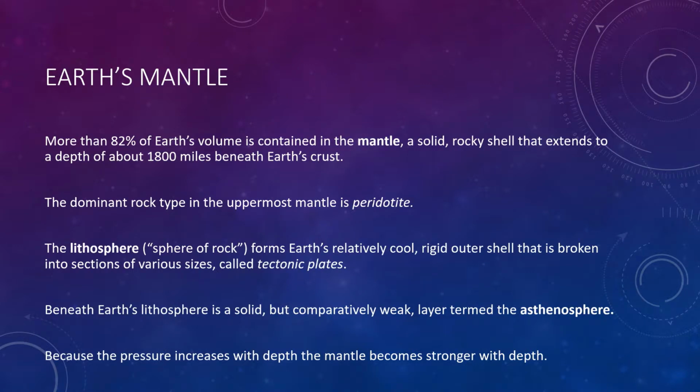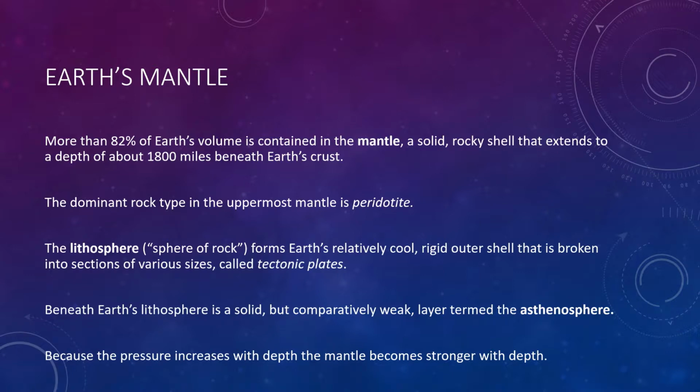Speaking of the mantle, more than 82% of Earth's volume is contained within the mantle, which is a solid, rocky shell that extends to a depth of about 1,800 miles beneath Earth's crust. The boundary between the crust and the mantle represents a marked change in chemical composition. The dominant rock type in the uppermost mantle is peridotite, which is richer in metals than the rocks found in either of the crusts. The upper mantle extends from the crust-mantle boundary down to a depth of about 410 miles.